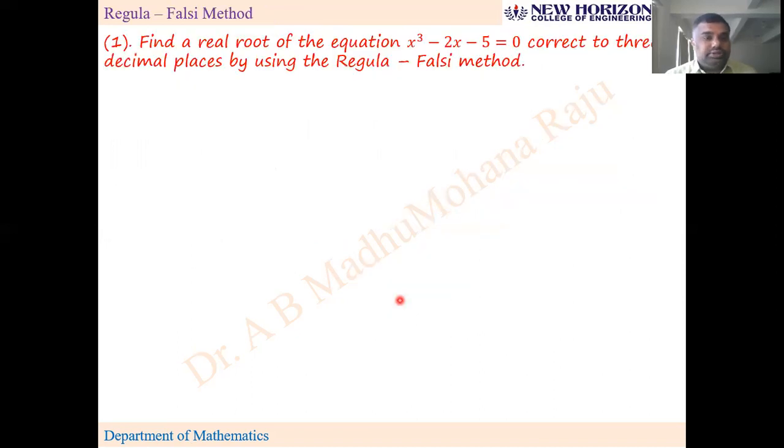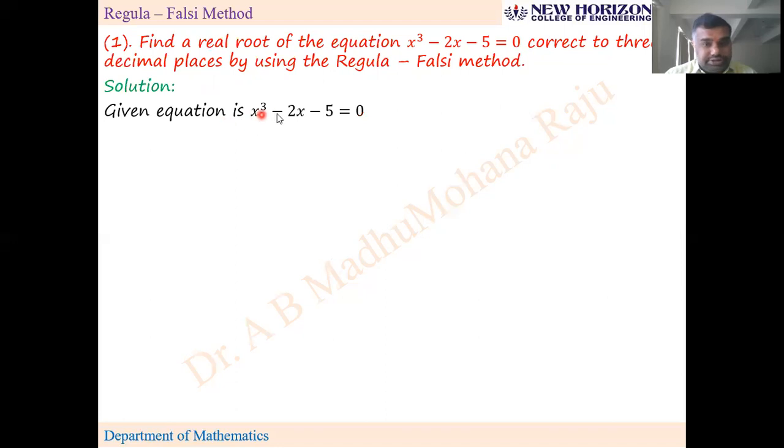Now, we will see the problems. First one, find a real root of the equation x cubed minus 2x minus 5 equal to 0, correct to 3 decimal places by using the regula falsi method. Actually, this is an algebraic equation only. You can solve normally also, just from known to unknown. I'm trying to correlate the method. We have to find out the root of this equation.